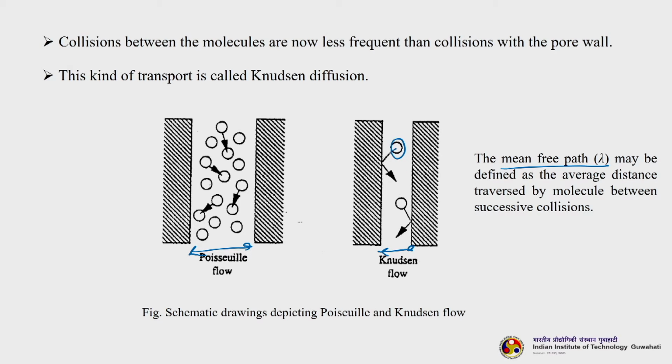This molecule is coming here, then it is coming here, again it is coming here, again it is coming, then finally it is coming out. So, we can see the mean free path is something like this. So, this is the mean free path. The mean free path is the distance that is traversed by a particular molecule between two successive collisions. So, this is what mean free path is.